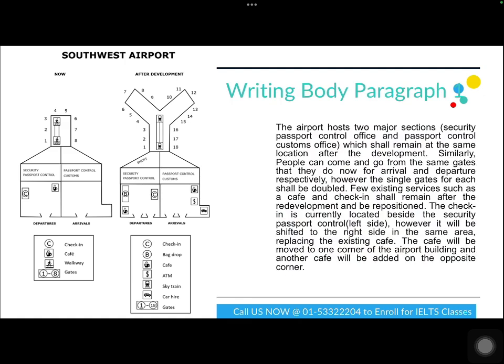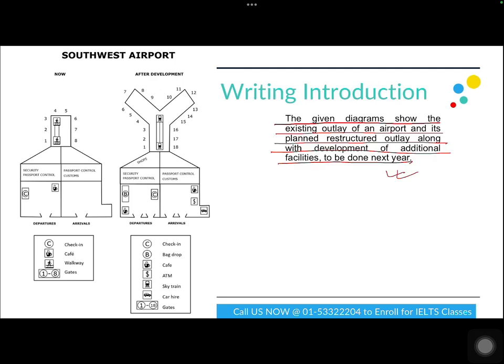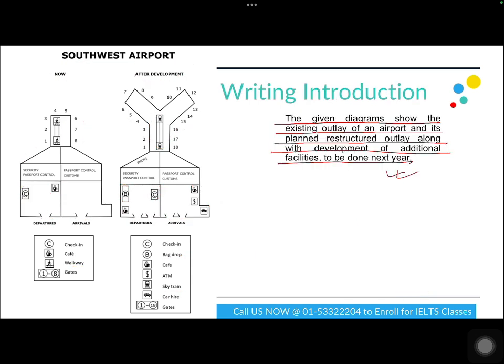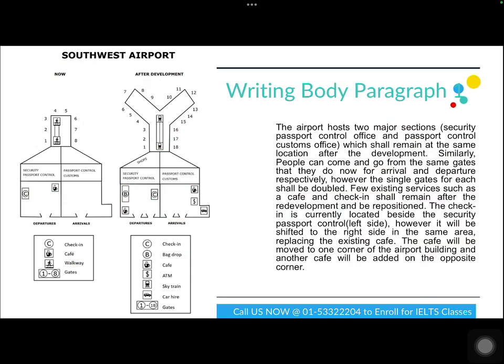Talking about the body, in paragraph 1 mention the components of box number 1 and box number 2, and mention the components of box number 3 and 4 in the second paragraph, and that is what I have done here. So in paragraph 1, I'm going to talk about components that have not changed at all and components that have changed by a little. So the airport hosts two major sections, which are this and this, which shall remain at the same location after development, so something that will not change. Similarly, people can come and go from the same gates that they do now for arrival and departure respectively. However, the single gates for each shall be doubled, so something that has changed by a little.